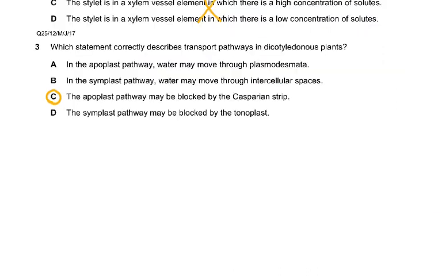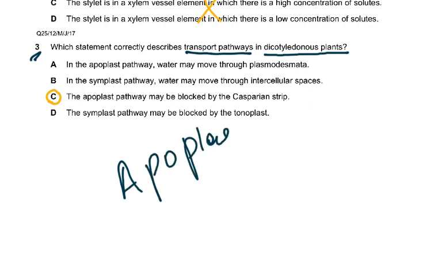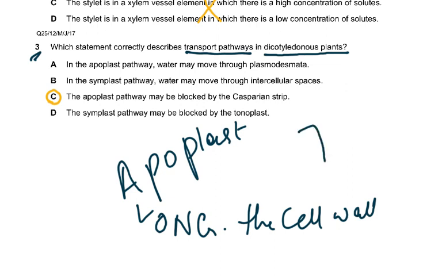Now, question number three. Which statement correctly describes transport pathways in a dicot plant? Now, they're talking about the two pathways, and I always say remember apoplast. Apoplast is along the cell wall or through the cell wall. So if these are cells, the apoplast pathway is along the cell walls, through the cell walls, because the cell walls absorb the water. So it will go through the cell walls.